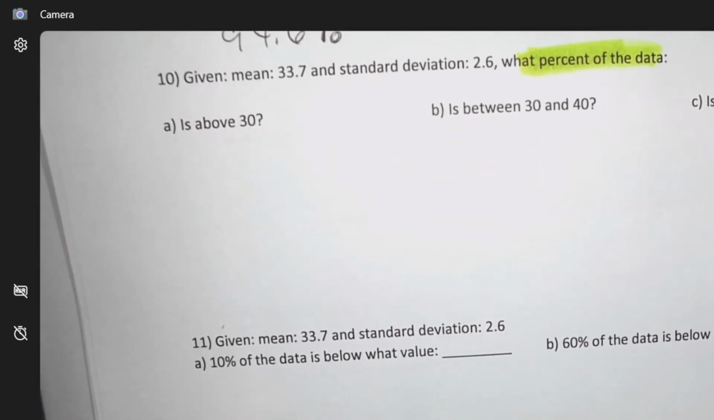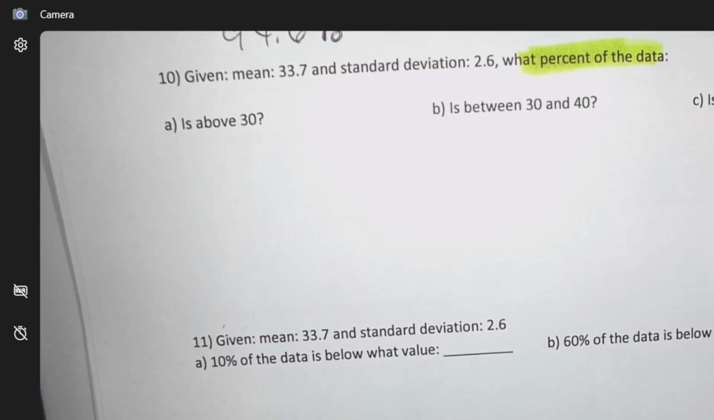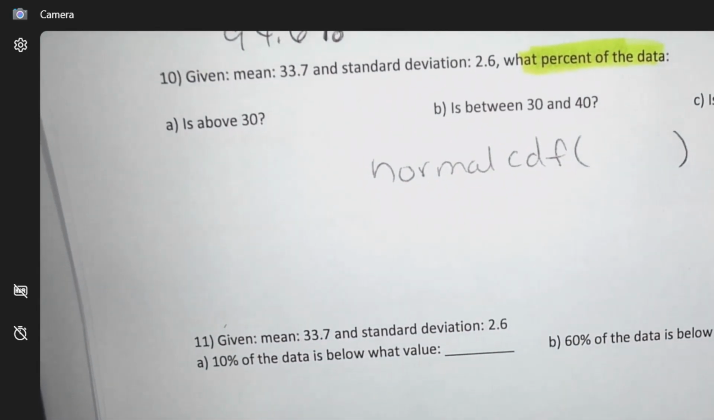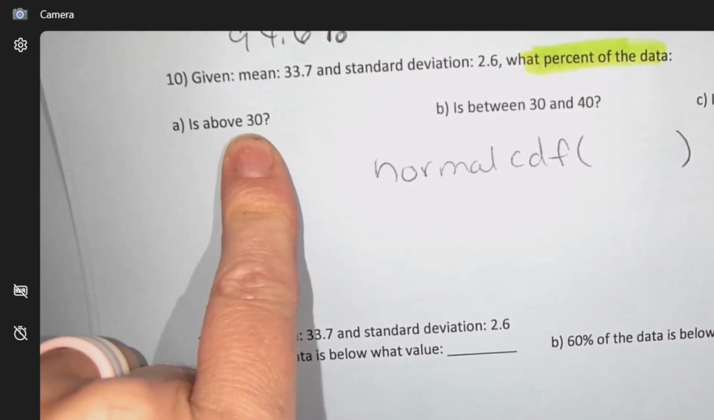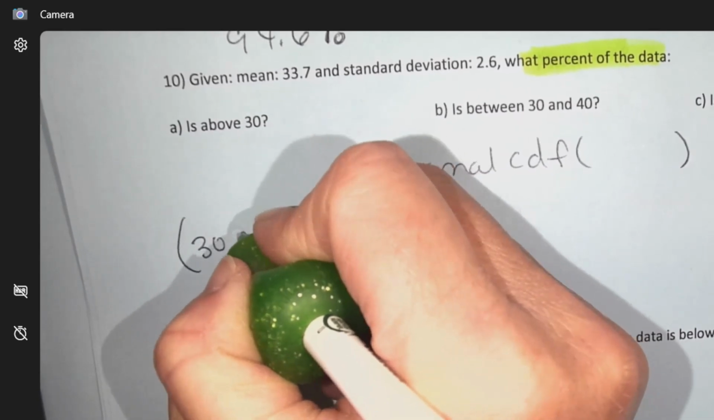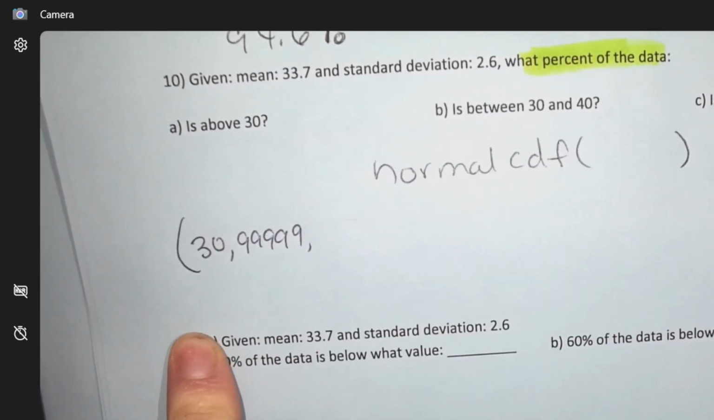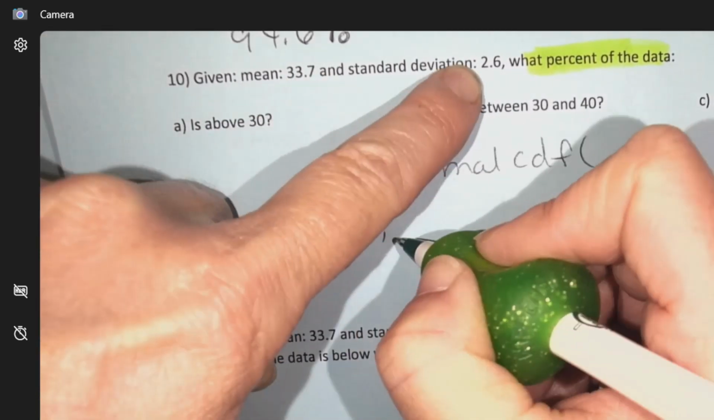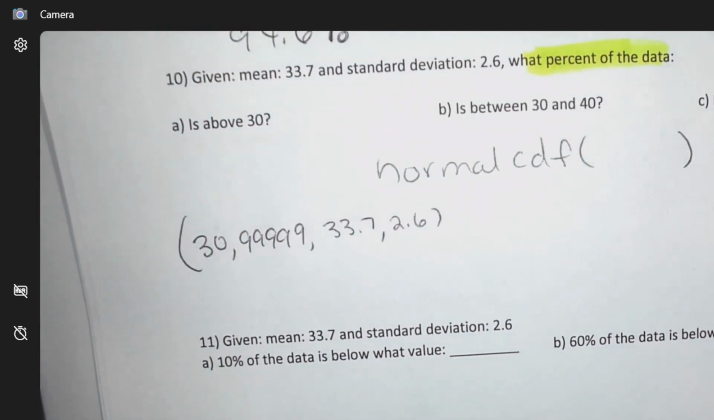Okay, on the next question it says what percent of data? You're doing the exact same thing. Normal CDF. The only difference in this question is that I don't have my stuff in z-scores. I have my data in actual scores. So above 30, I go 30 to infinity, comma, and look at, there's a mean of real scores and a standard deviation. Okay, so you're doing the exact same thing. The one has z-scores in it, but the other one has real scores. Okay?